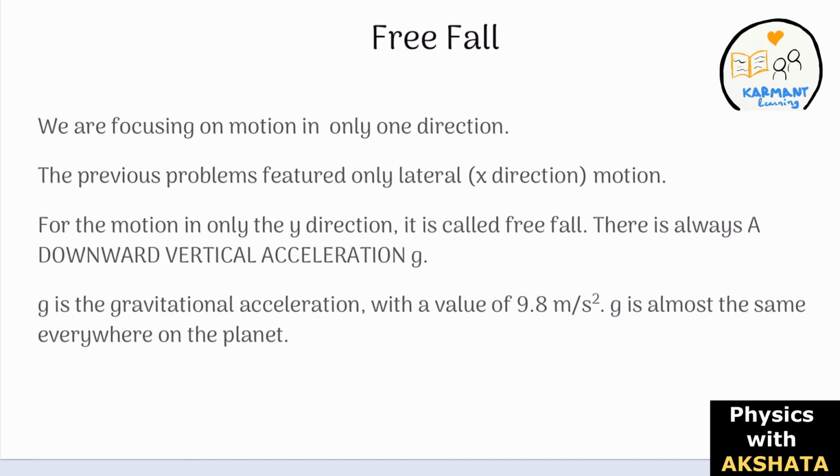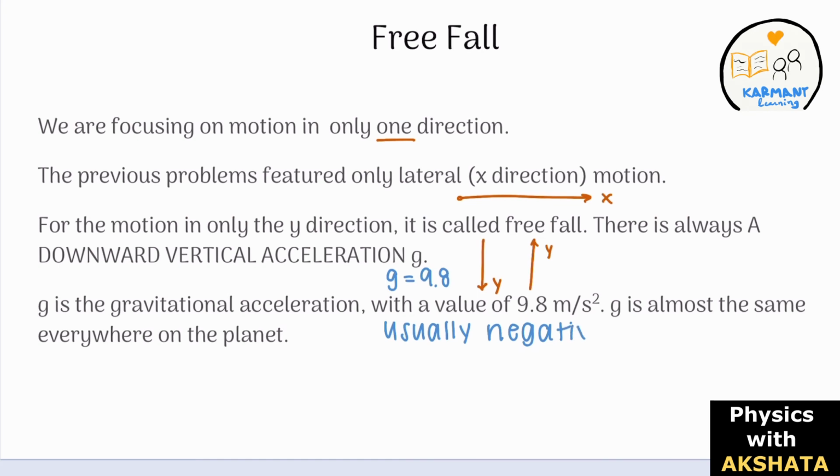So the problems that we just did were all in one dimension. All of our problems will be in one dimension for now, but the ones that we did before featured only x direction motion, like to the left and to the right. Now we're going to move on to vertical motion. Basically, this motion is called free fall. It's either falling objects or objects that are thrown up. And I want you to note that free fall has an acceleration of g, which is 9.8 meters per second squared. And this 9.8 meters per second squared is always pointed downward, so it is negative.